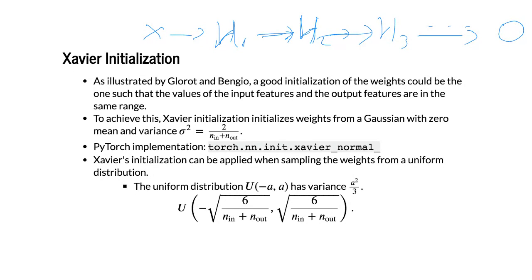Now, a good way to initialize the network is so that the input features and the output features will be in the same range, okay? So what does this mean? It means that if your input features are from -1 to 1, then you want your output features to be in that range, -1 to 1, okay? You don't want your output features to be between -10 and 10, for example.